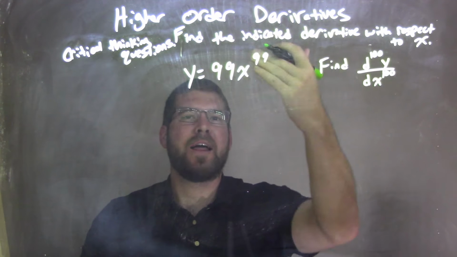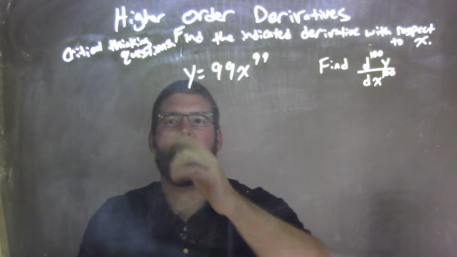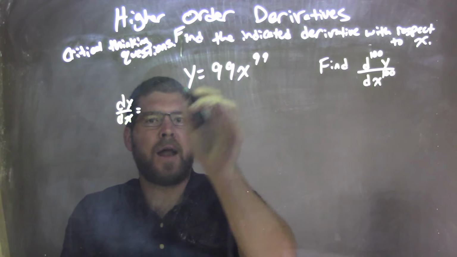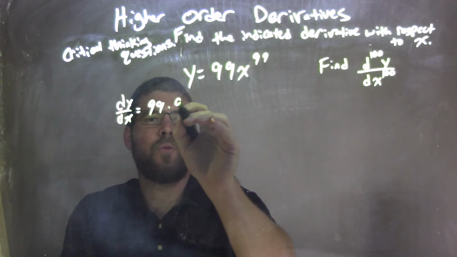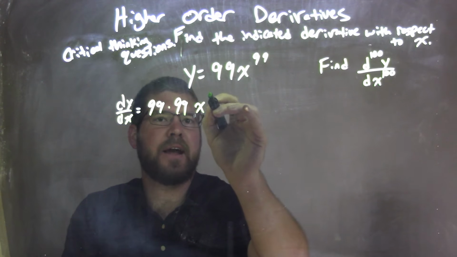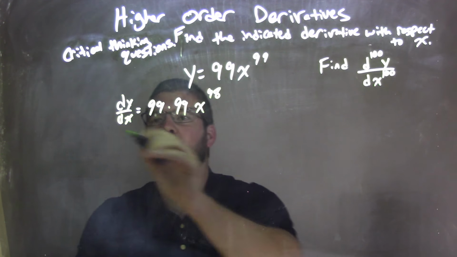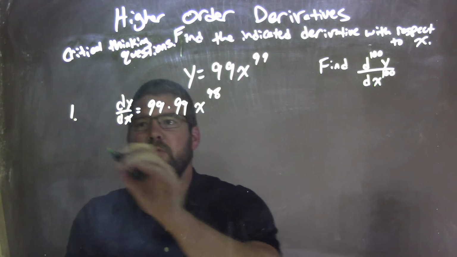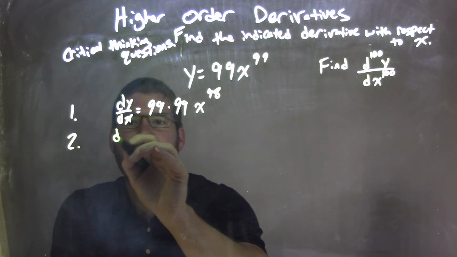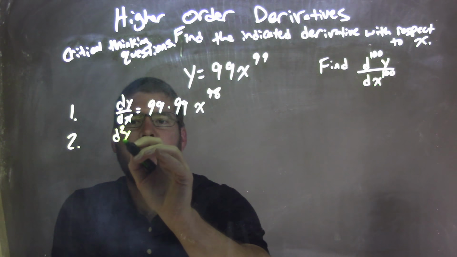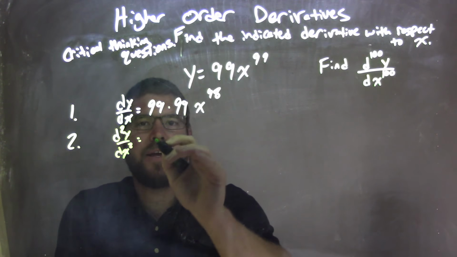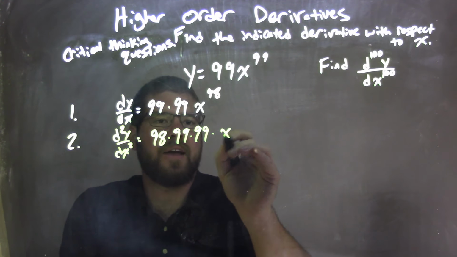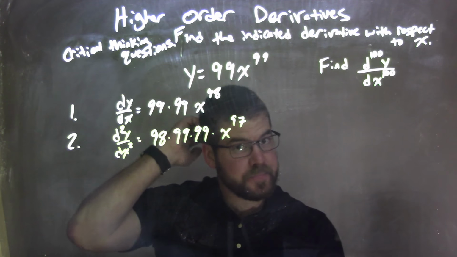What I like to do is do a few steps so I can see a pattern. I'm going to take the first derivative, dy dx. The 99 comes down, so 99 times 99 times x to the 98th power, and that's our first derivative. Second derivative, d to the 2 y over dx squared: the 98 comes down, so we have 98 times 99 times 99 times x to the 97th power.